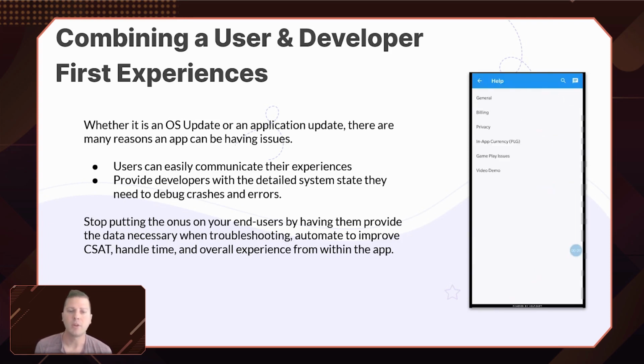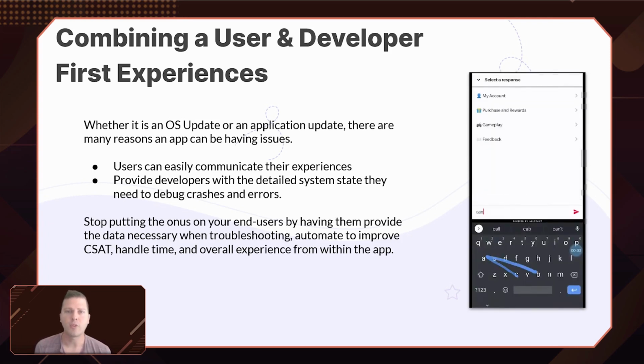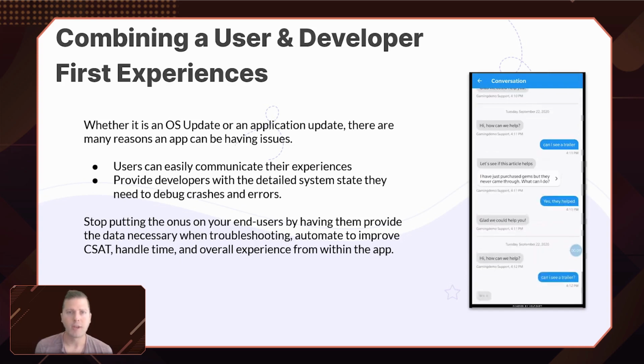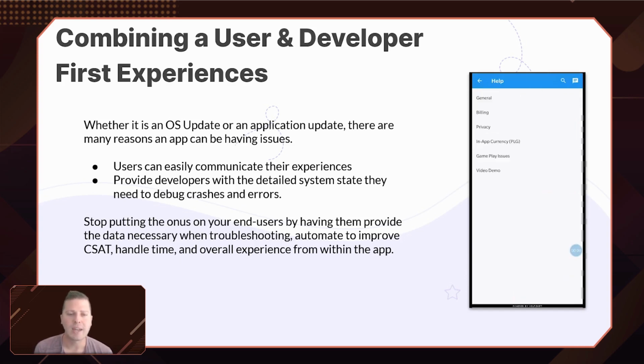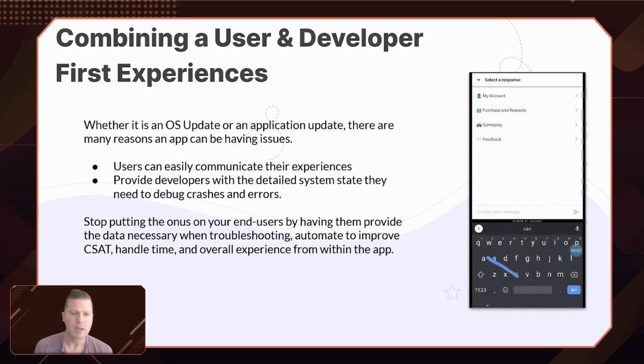We don't want to have to put the onus on your end users to find out what version phone they have, what version of iOS or Android they're running. All this data already exists within your app. So why not just collect it and package it up and provide it to the place that it needs to go to allow for quick and easy troubleshooting?